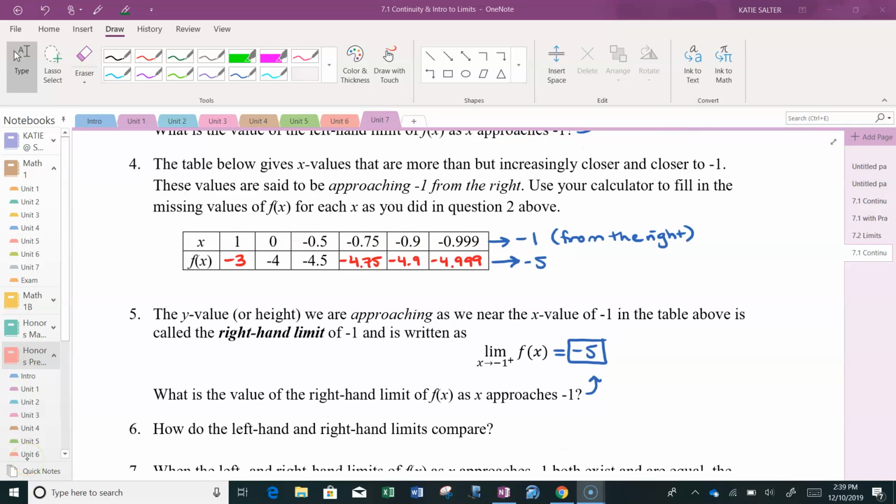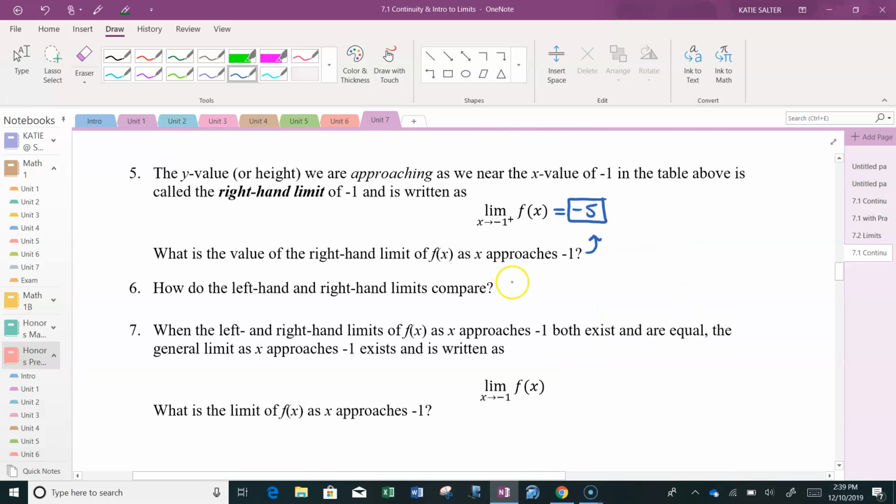Okay, so if we make a table of values and we pick values that are closer and closer to -1, but not actually equal to -1, we can see that our y values get closer and closer to -5. So we say, as x approaches -1 from the right, y approaches -5. Therefore, the right-hand limit, as x approaches -1 of f of x, is equal to -5. So how do the left-hand and the right-hand limits compare? Hopefully you can see they are the same.